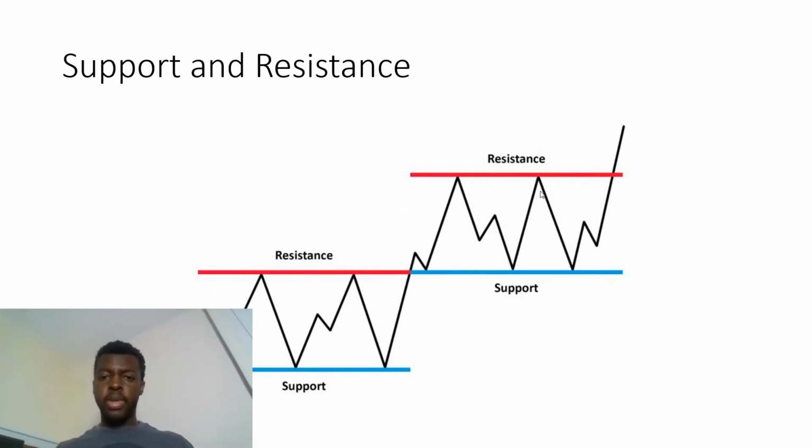And this happens pretty consistently. It's pretty crazy how charts move in this way, and it's pretty predictable. You can make decent money just trading off of these support and resistance levels with proper risk management.